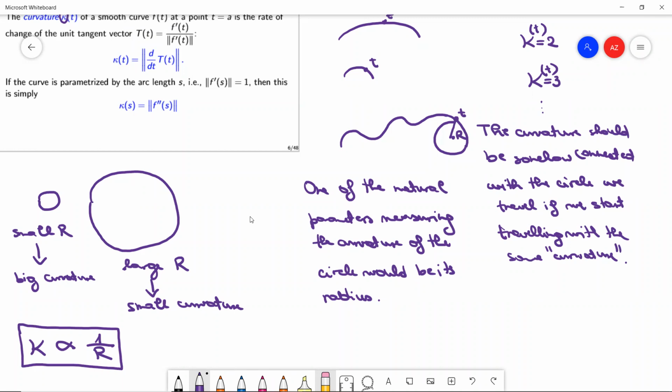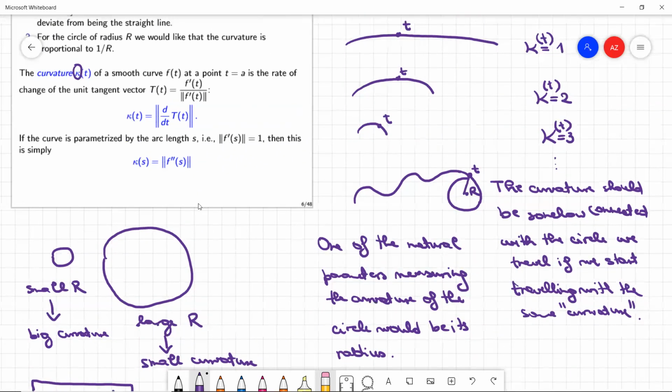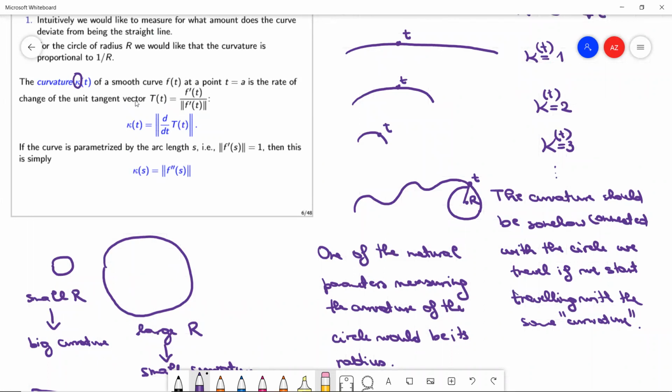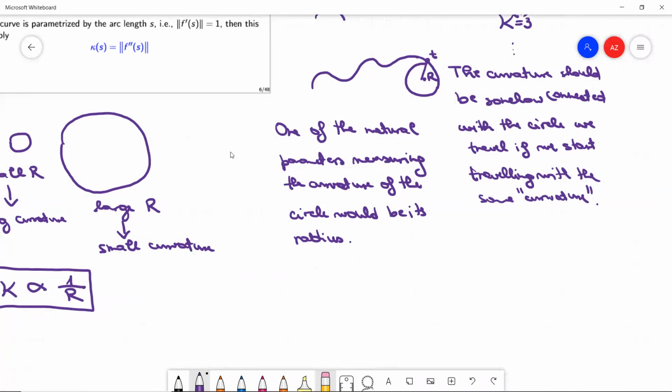So we would like to connect it somehow with the radius of the circle, which we would do if we start to travel with a constant curvature from some point on. And it will turn out that the way we will define the curvature will really lead to this connection. But here is the more formal way of defining the curvature. I will draw a picture and then we will explain the equations behind.